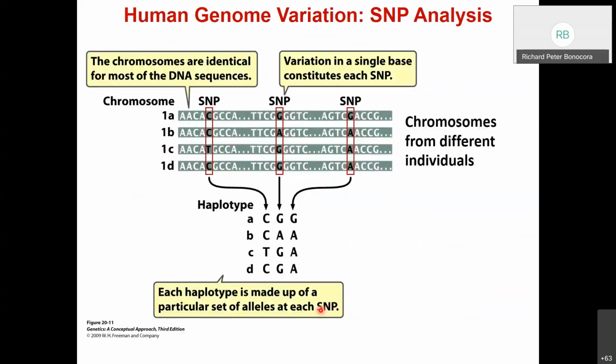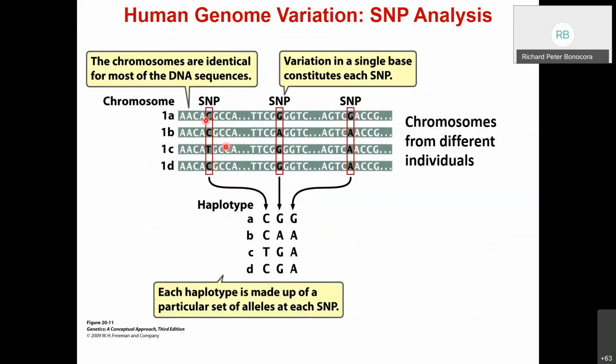All those words, hopefully these pictures will help. Here we have chromosome 1 from different individuals A, B, C, and D. Most of the sequences on a chromosome between individuals are exactly the same. Those are shown as these white letters. But there are places where there are differences. These are the SNPs.